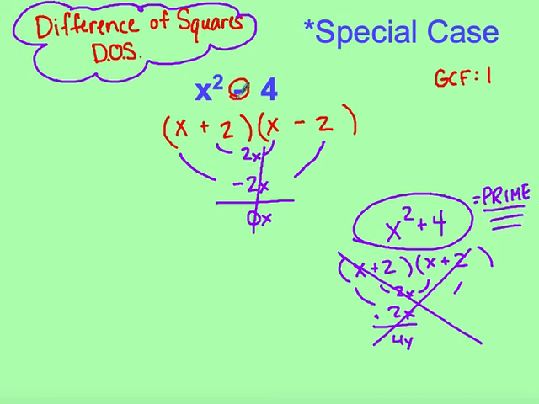So this special case with perfect squares only works if it is a minus with perfect squares. We have some other special cases like difference of cubes and sum of cubes that we'll learn later in the year. But for our quadratics, when it's two terms, the only way it will factor is if it's the difference of two perfect squares.